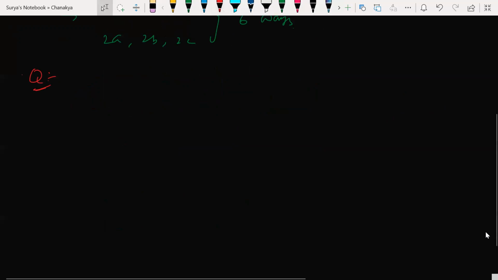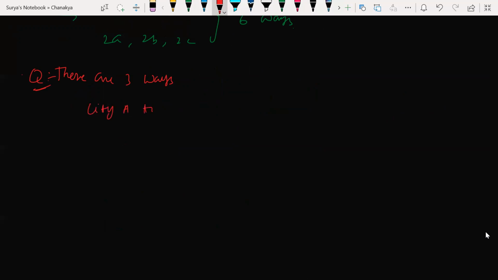So there are three routes, or let's say three ways to reach from city A to B. How many ways? Three ways. I'm not writing the full question, I'm just writing a short question. And there are four routes, four ways to reach city B to C. Then find the total number of ways for a person to travel A to C via B.